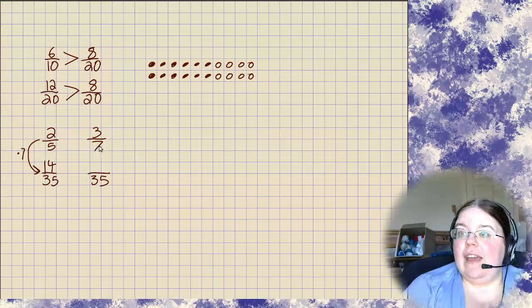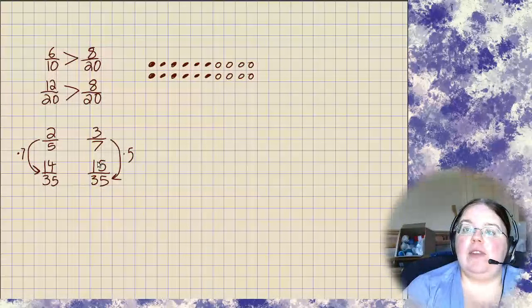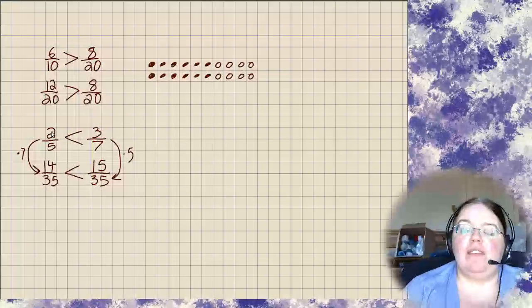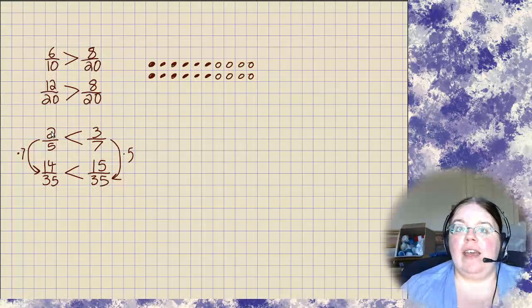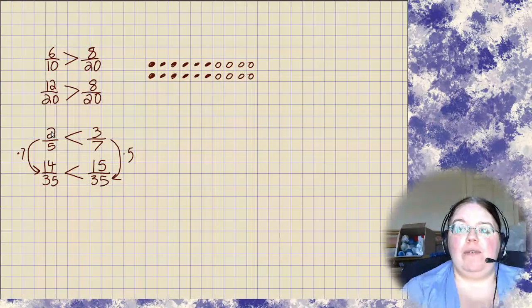Now I see that I had to multiply the 7 times 5 to get 35, so I also need to multiply the 3 times 5, and I get 15. So here in this case, 15 is more than 14, so 15/35 would be more than 14/35. So that means that 3/7 is a greater ratio than 2/5. 3 out of 7 is a greater proportion of a group than 2 out of 5 would be.